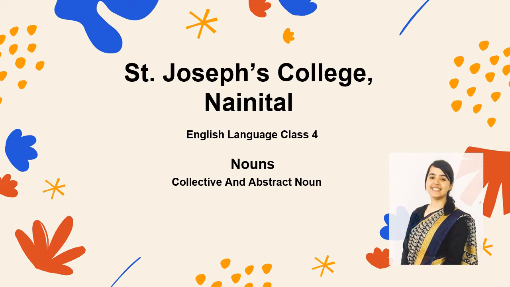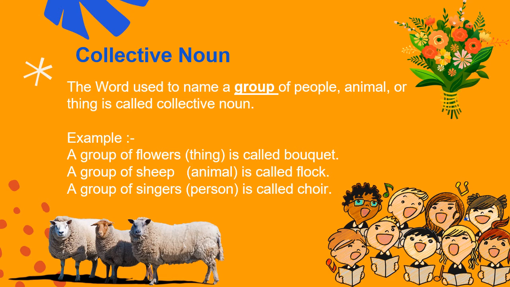Lesson for today is Nouns, Abstract and Collective Nouns. Collective Nouns: the word used to name a group of people, animals or things is called a collective noun. For example, a group of flowers, a thing, is called a bouquet. A group of sheep, which is an animal, is called a flock. A group of singers, which is a person, is called a choir.